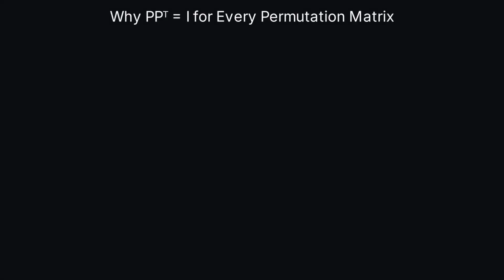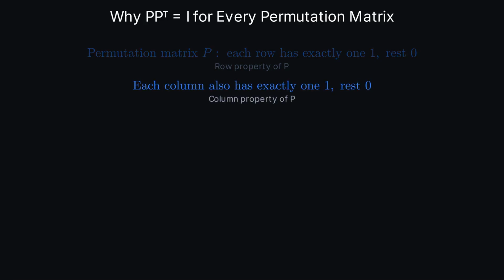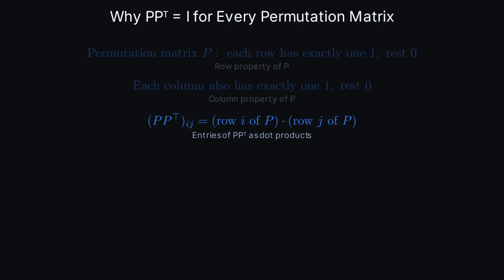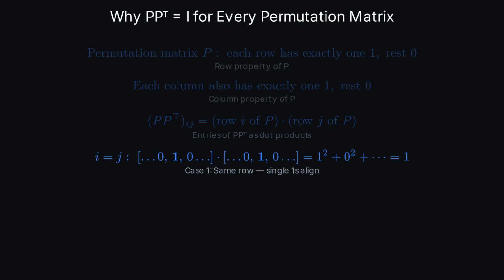Why does this work for every permutation matrix? Let's think about the structure. Each row of a permutation matrix has exactly one 1, and the rest are zeros. Each column has exactly one 1 as well, with the rest zeros. Now consider the product P times P transpose. The entry in row I, column J of this product equals the dot product of row I of P with row J of P. Case 1.